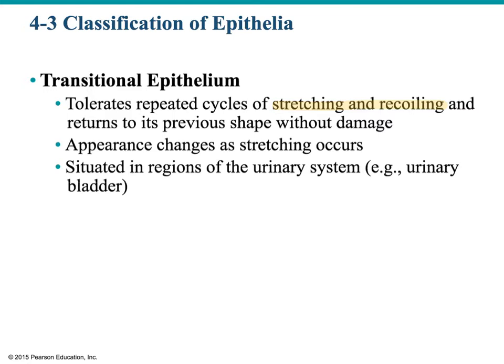So when you look at transitional epithelium within a tissue, it's going to look different at different points of the stretching. For instance, you're going to find transitional epithelium in the bladder, and the bladder is going to stretch differently throughout the day. So when you look at the bladder tissue, when the bladder's full versus empty, it's going to look different. So the fact that it can stretch makes it transitional.